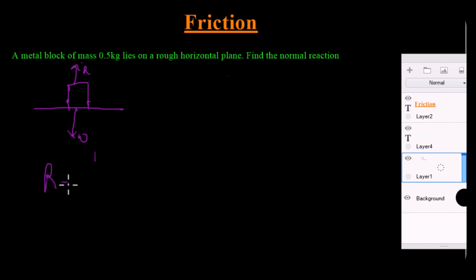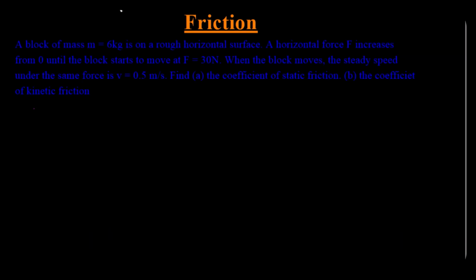So we know R must be equal to W, and R will be equal to mg. So what is my mass? 0.5 times what's my g? That's 10 meters per second squared, and this gives us 50 newtons. You can see how easy questions underneath this are once you can analyze them. So let's move on to the next question.